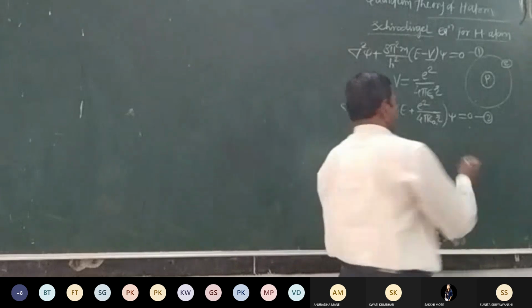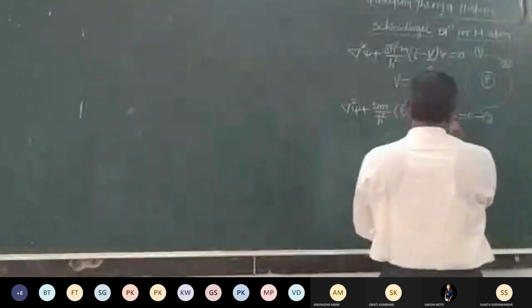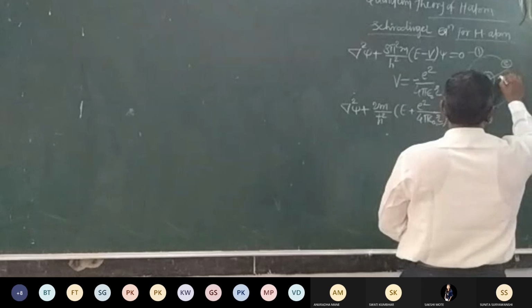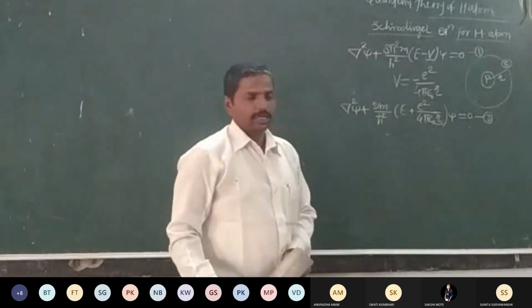And now what I have taken as r, what is this r? This is the radius vector or the radius.